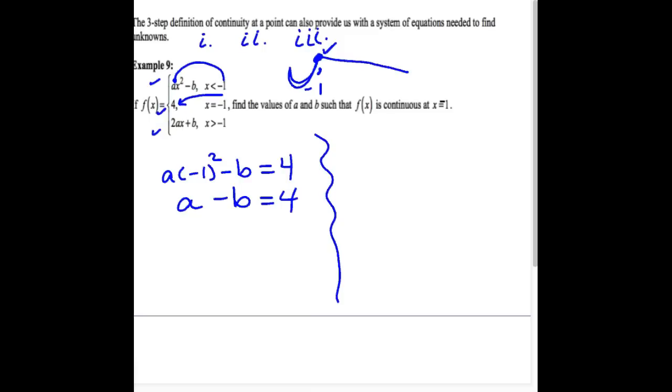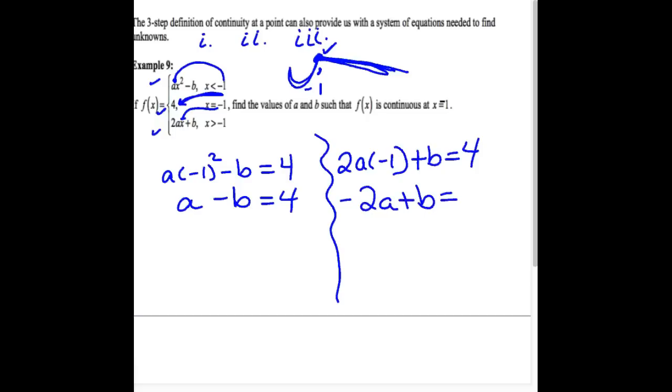Well, I also know that the line has to take off from 4. So I also know that when I put -1 into the line, it has to arrive at 4. So I've got -2a plus b is equal to 4.